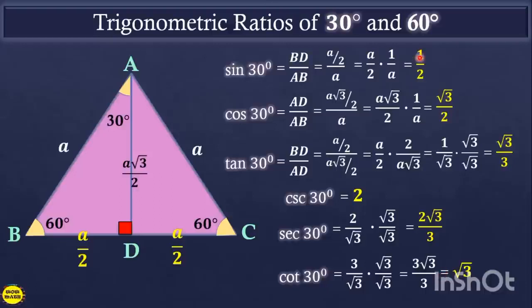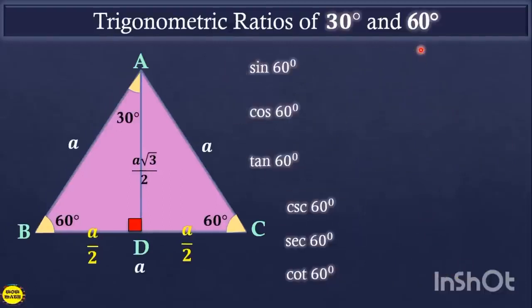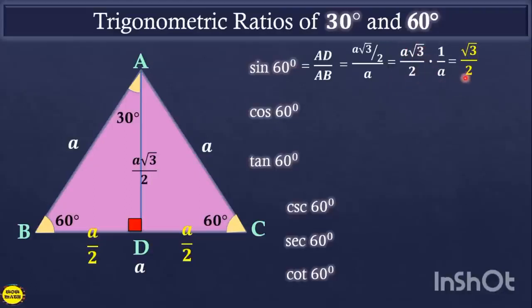Now, let's proceed to 60 degree angle. Kunin natin ang trigonometric ratios of a 60 degree angle. So, dito naman tayo. Okay? So, ganun ulit. So, for sine 60, since 60 na yan, dito naman tayo. Opposite over hypotenuse naman ito. So, we have a square root of 3 over hypotenuse a. So, ganun ulit. Let us solve. We will get square root of 3 over 2. Why? Kasi ito, makakancel na po ito. So, square root of 3 na lang po ang maiiwan over 2.